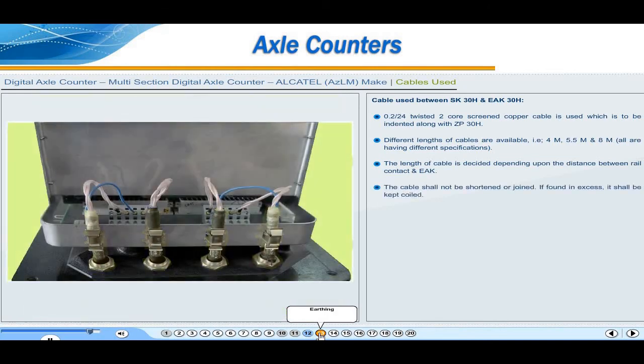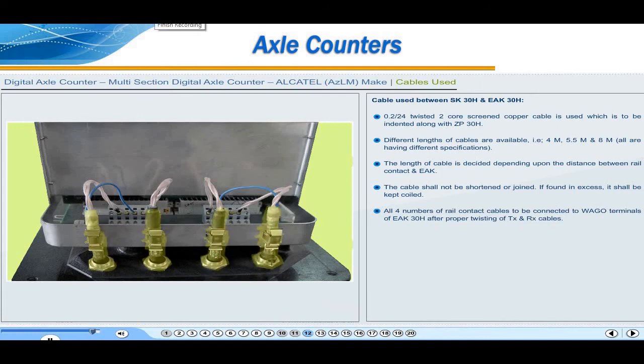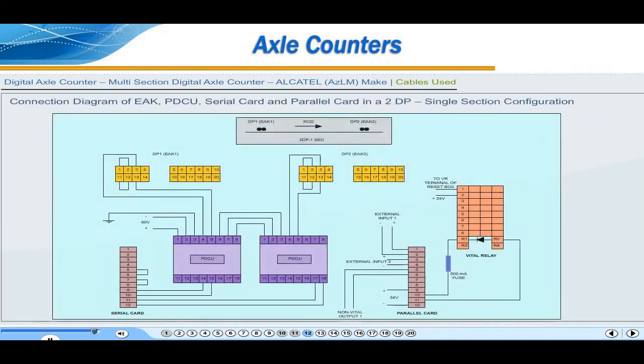The cable shall not be shortened or joined. If found in excess, it shall be kept coiled. All 4 numbers of rail contact cables to be connected at WAGO terminals of EAK30H after proper twisting of TX and RX cables. Connection diagram of EAK, PDCU, serial card and parallel card in a 2DP single section configuration.